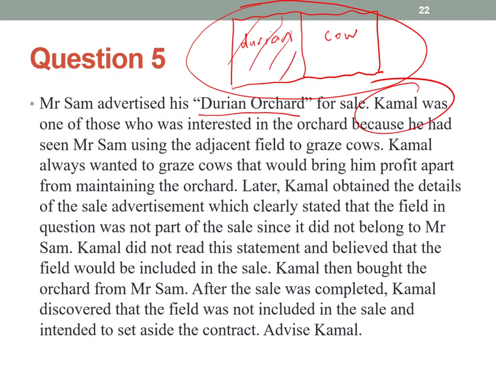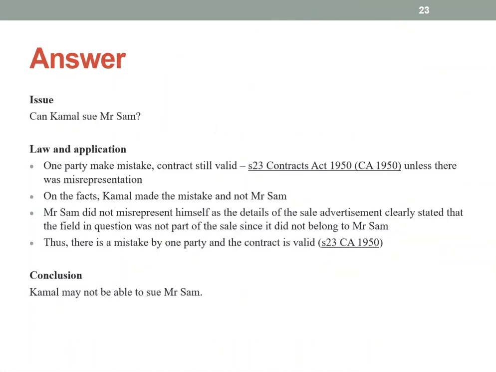All right? So after Kamal bought the land, only then he discovered that he made a mistake. Actually, it was not a sale for the entire thing. It was only the sale for the durian orchard. So Kamal made a mistake. Since Kamal made a mistake, can he terminate the contract for mistake? The answer is no. Section 23 says if one person made a mistake, the contract is still valid. So over here, the contract is still valid. So anyhow, if you want a simple answer, this is a simple answer.